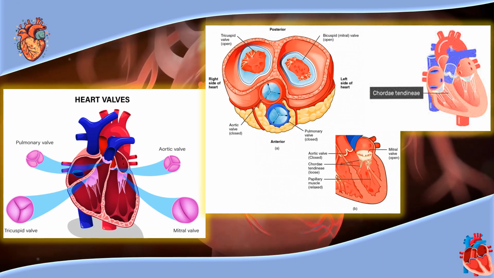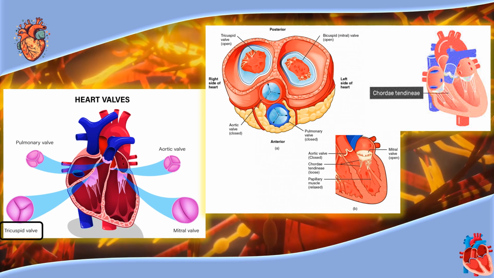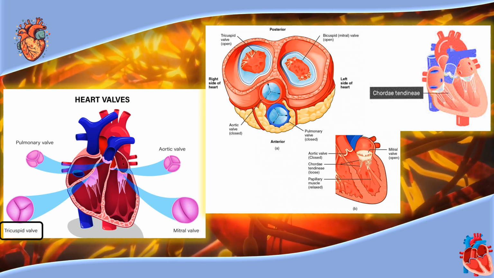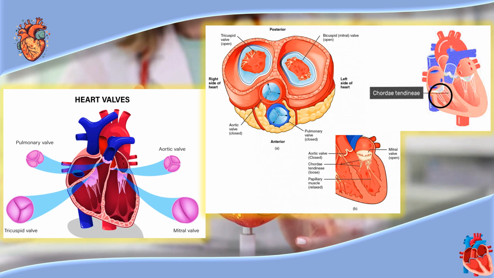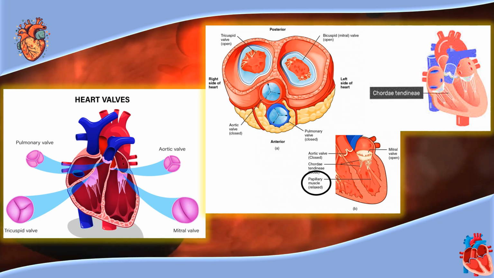These are the valves of the heart which control the smooth flow of blood throughout the blood circulation process. This is the tricuspid valve, called so because it has 3 flaps. These flaps are attached with fibrous cords called chordae tendineae, to the papillary muscles, which are the extensions of the wall of the right ventricle.